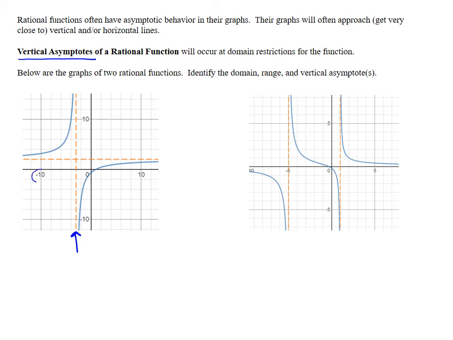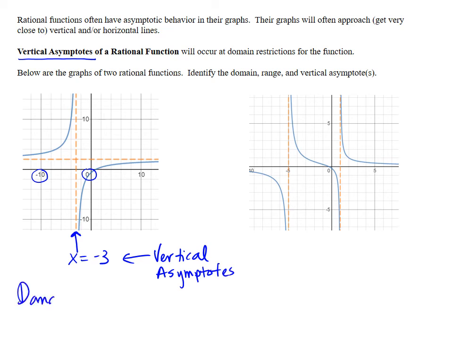x equals, well, this is 10, -10, this is 0, so that would be x equals -3. So we have a vertical asymptote there. The vertical asymptote is a line that the graph doesn't cross, so that's an x exception. So our domain would be all real numbers except -3. So we would say the set of x such that x is not equal to -3.